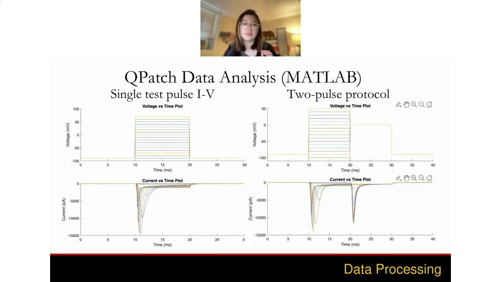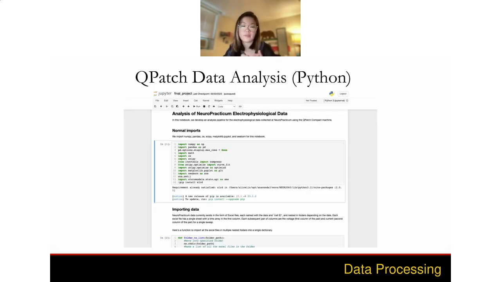So now that I've talked a little bit about the same day analysis we were able to do using MATLAB, I'll talk a little bit about the long-term analysis that I did over the past semester.